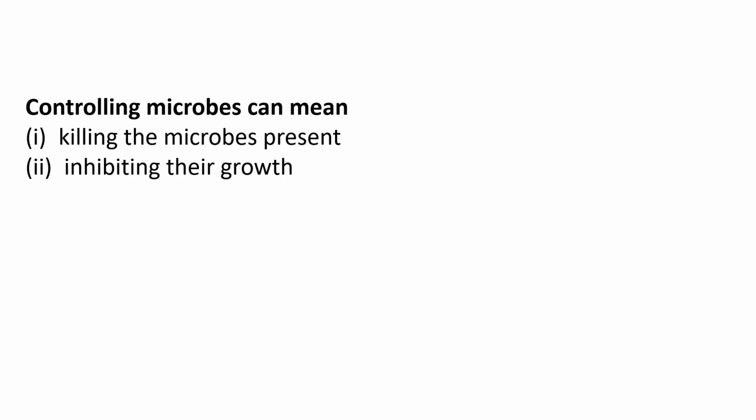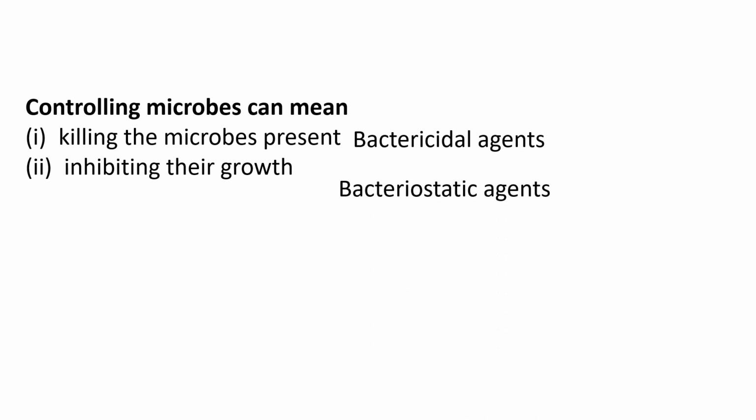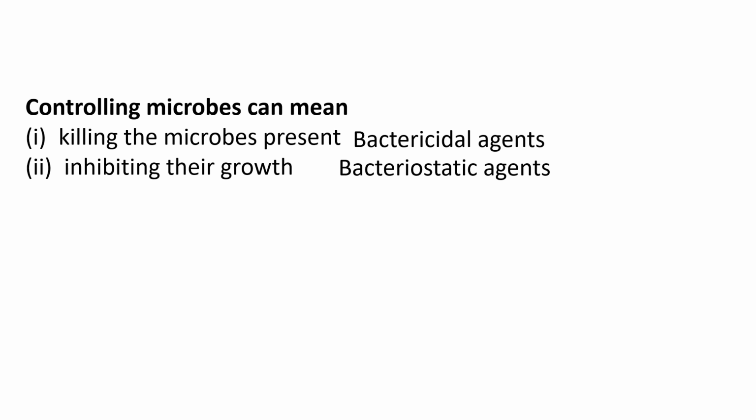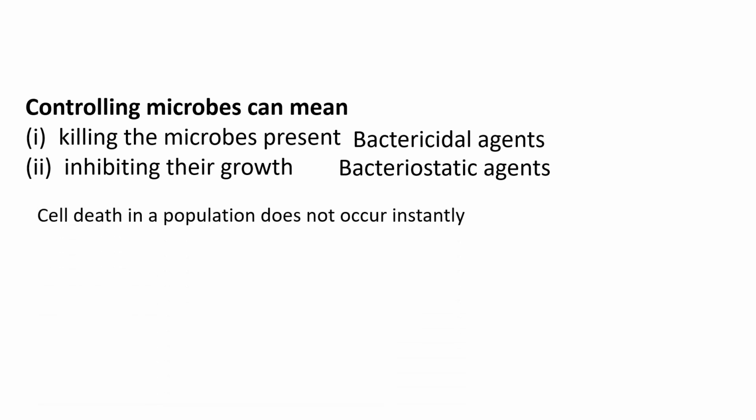Controlling microbes can mean killing the microbes present or inhibiting their growth. Those substances which kill microbes are called bactericidal agents, and those which inhibit their growth are called bacteriostatic agents. When we are targeting at controlling microbes, we mainly are interested in cell death. But the cell death in a population does not occur instantly.